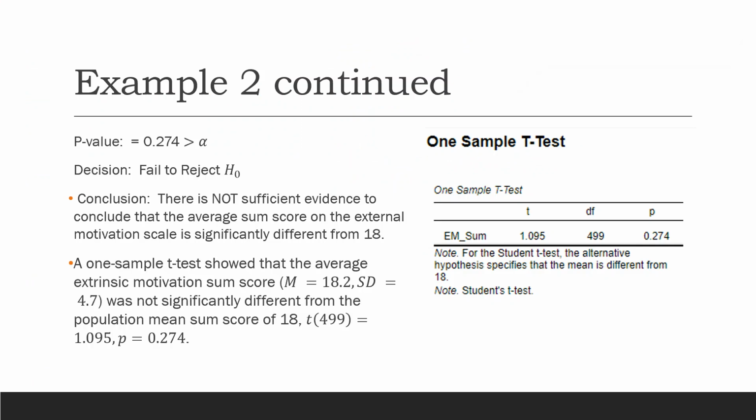All right. And these are the results in an APA style format. We can say that a one sample t-test showed that the average extrinsic motivation sum score of 18.2 with a standard deviation of 4.7 was not significantly different from the population mean sum score of 18. And there's my t-test results there.